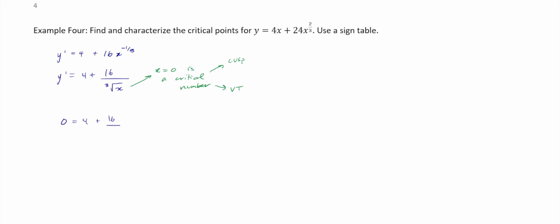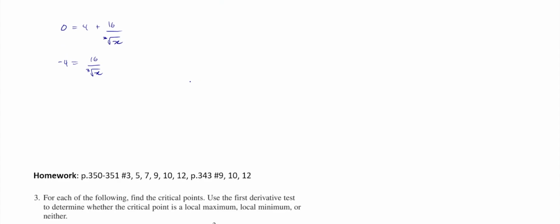4 plus 16 over the cube root of x equals 0, and then I get -4 is equal to 16 over the cube root of x. Solving for x, I can say the cube root of x is equal to -4, just by rearranging this. And therefore, x is equal to -64. And that's a critical number, because that makes my first derivative equal to 0. So that one could be a max, min, or flat POI. I'll have to figure out which one it is.